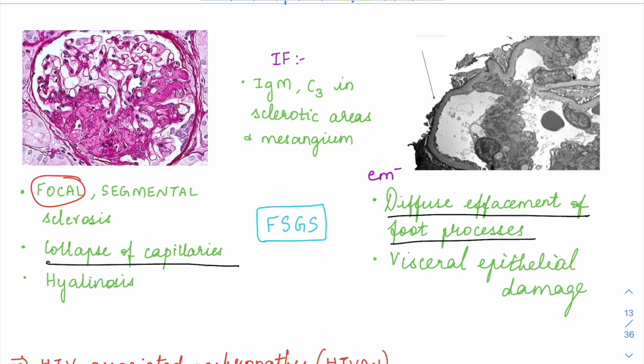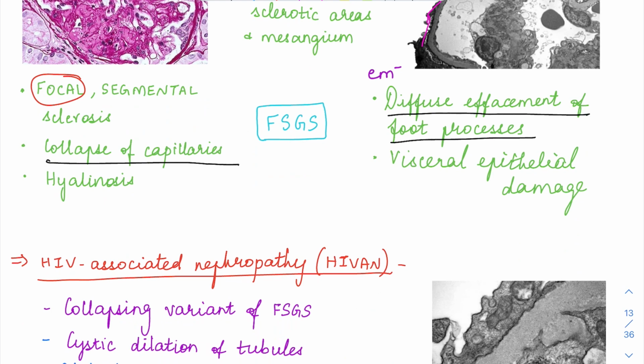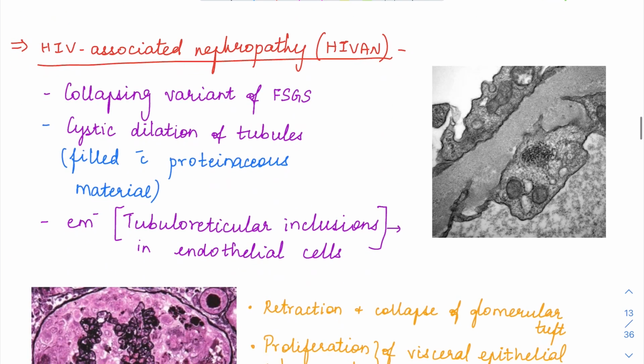And on electron microscopy, like in minimal change disease, here also you can see diffuse effacement of the foot processes. If you appreciate here, the foot processes should have been like this, right? Hardly are we able to see any foot processes here. It is all flattened like this. These are the foot processes which are flattened and effaced. So this is diffuse effacement of the foot processes, and along with the foot process, damage can be seen in FSGS.